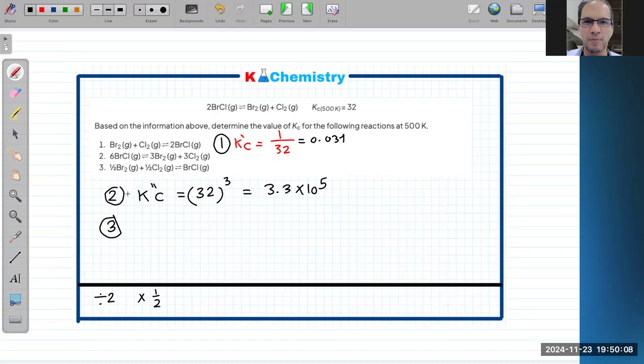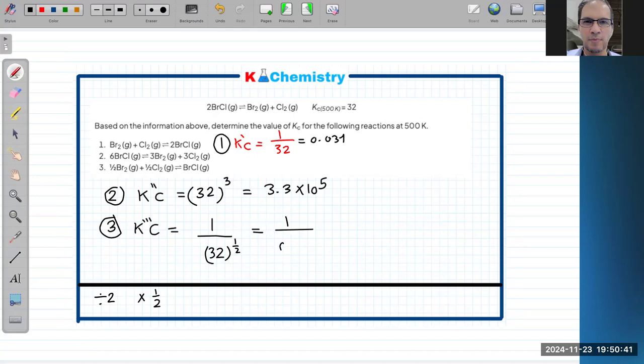So I will say for the third equation, which I will call K triple C, I have to do two things. The first thing is to make the reciprocal because I reversed the equation. And the second thing is to power it to the factor. What is the factor that I multiplied with? That's equal to half. So I multiplied everything by half. So the 2PrCl has changed into PrCl, so I will raise this to the power of half. So I'll divide 1 by that.